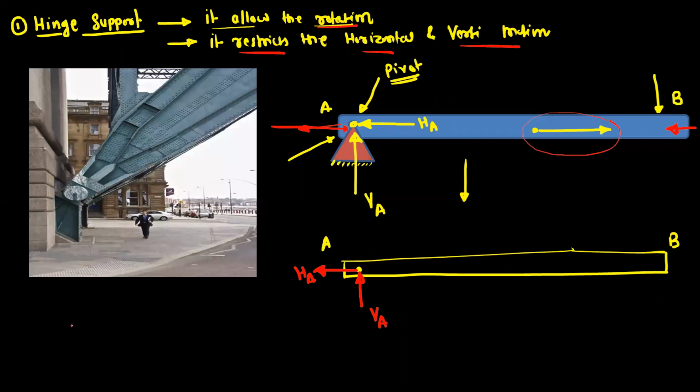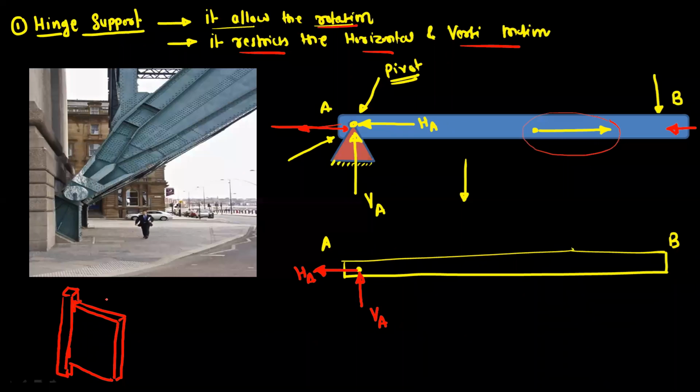So for the door hinges, the door is supported like this. So these are the door hinges. And this is the door frame.